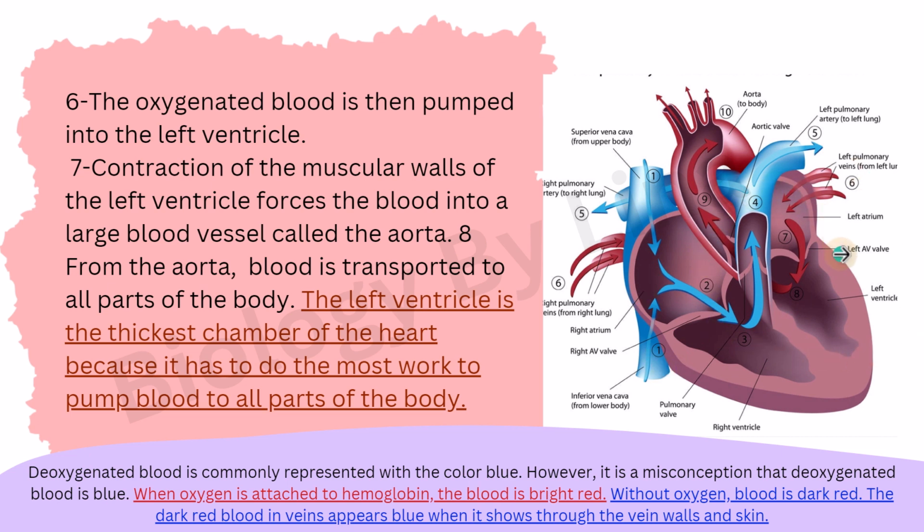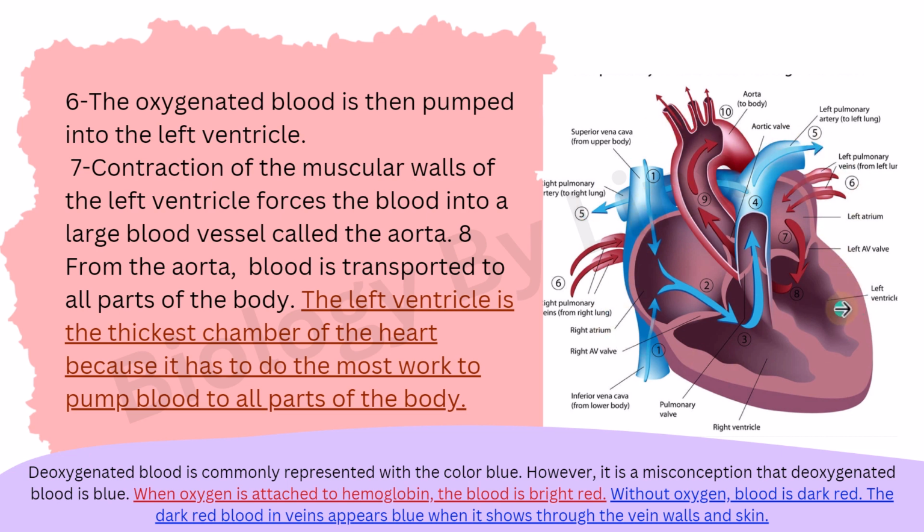Usually you can see in figures drawing the heart that deoxygenated blood is commonly represented by the blue color, while the oxygenated is represented by red color. This, however, is a misconception. It's wrong. Deoxygenated blood is not blue, instead it's dark red. When oxygen is attached to the hemoglobin, the blood is bright red, while without oxygen, the blood is dark red. But this dark red blood in veins appears blue when it shows through the vein wall and the skin.